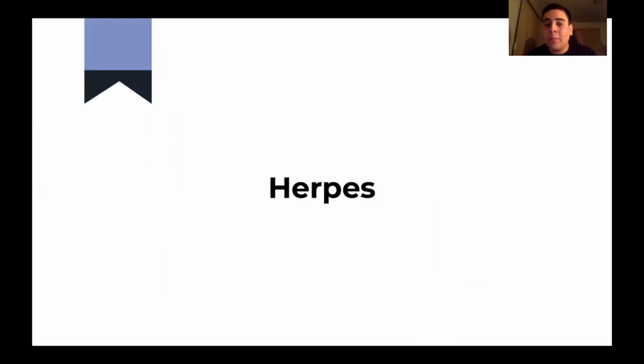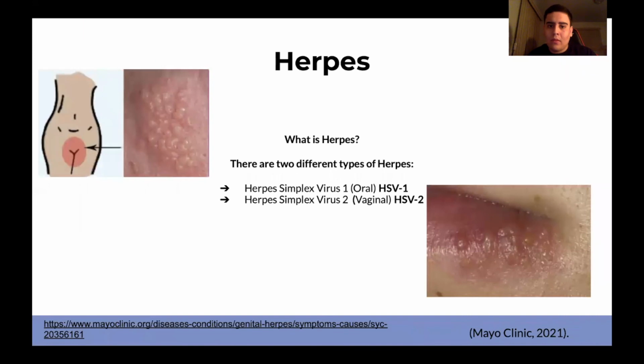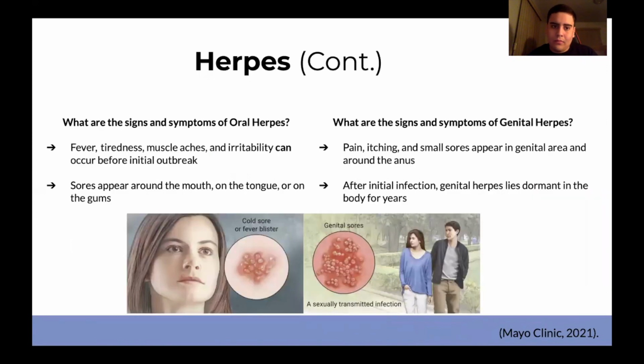So now let's cover herpes. So what is herpes? There are 2 types of herpes, oral and genital, HSV1 and HSV2. What are the signs and symptoms? Well, they can range from having a fever, tiredness, muscle aches, and irritability, which can occur before the initial outbreak.